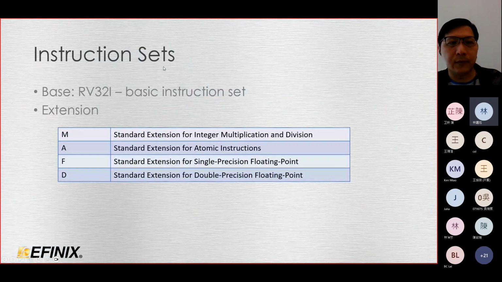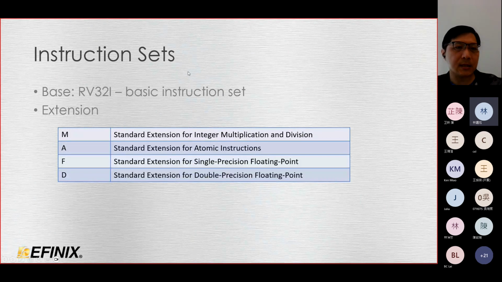So the next part, we will talk about some instruction sets. We are using the RV32I instruction set, which is the basic instruction set for RISC-V 32 bits. Also, we will have some extension support, for example, integer multiplication and division instructions, atomic instructions, and some floating point instructions. It can be single precision or double precision.